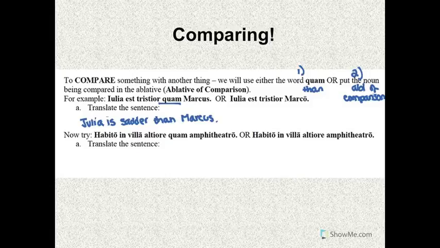Okay, our second version of the sentence, Julia est tristior Marco, has the exact same meaning, but we're using a different construction. In this case, Marco has been tossed into the ablative because we are using the ablative of comparison construction. These are two different ways to express the same thing. It's up to you and your stylistic preference to decide which one you want to use. Authors of Latin literature will rotate between them freely. See if you can do the second example on your own. In a few seconds, we'll go over it.